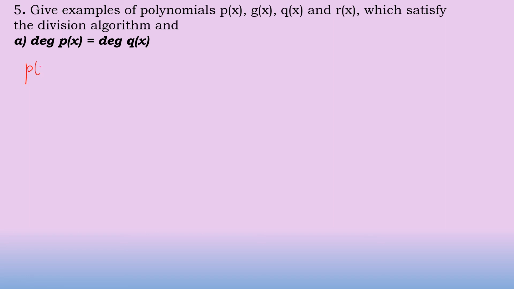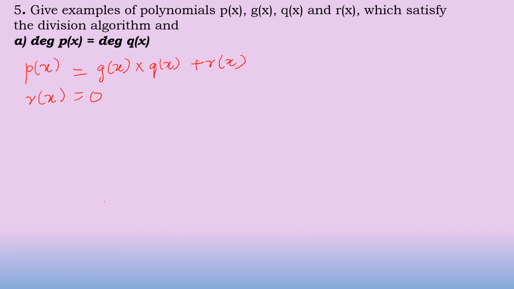That means dividend p of x is equal to the divisor g of x into quotient q of x plus the remainder r of x, where r of x is equal to 0 or degree of r of x is less than the degree of g of x. Now let us prove the given cases as per division algorithm by taking examples.